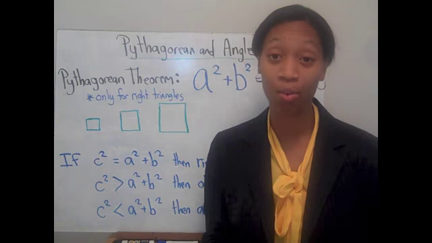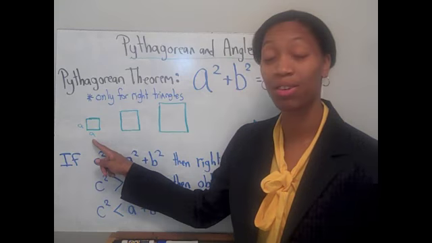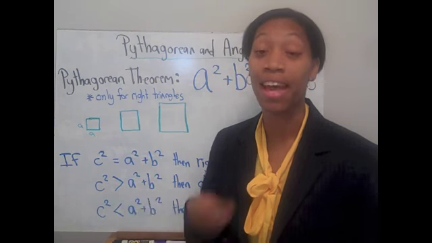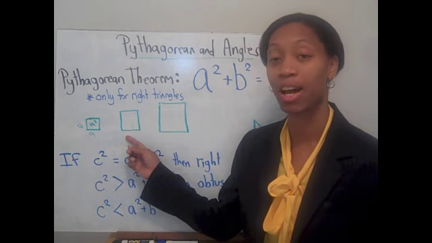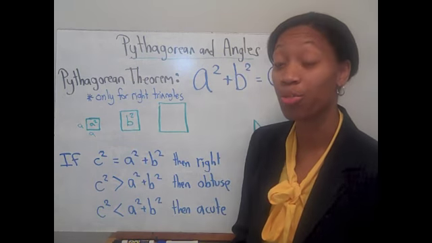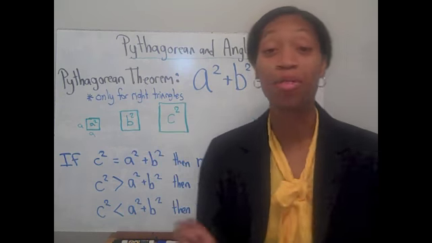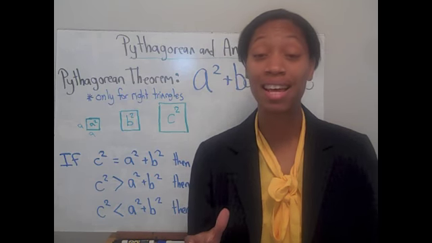If you were to have a square whose sides were a, then the area of this little square would be length times width, a times a, or a squared. And so you can imagine that we might have another square whose sides were b, and a larger one whose area is c squared.